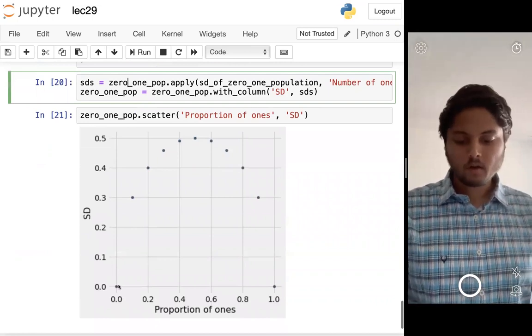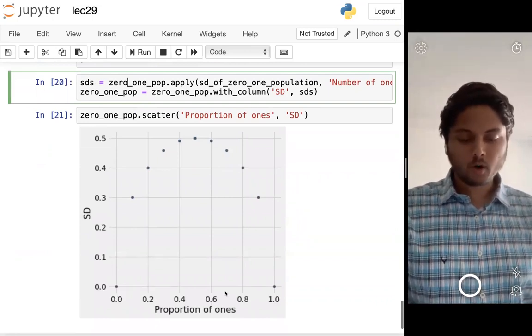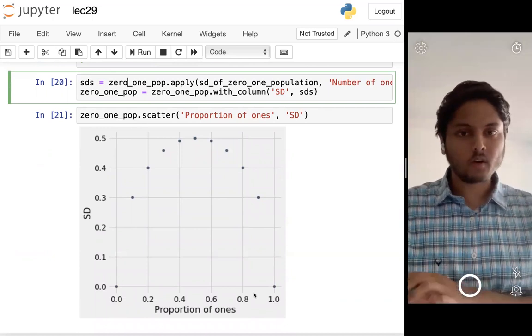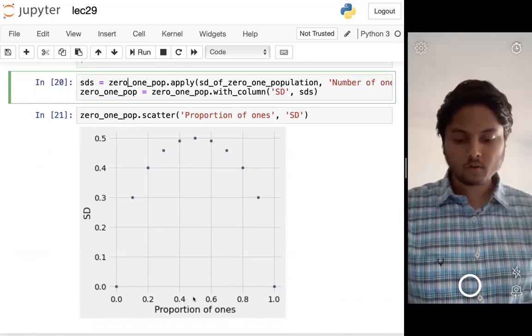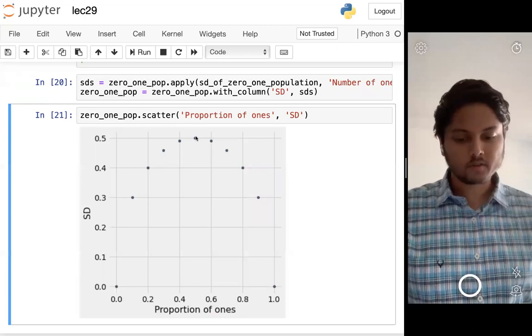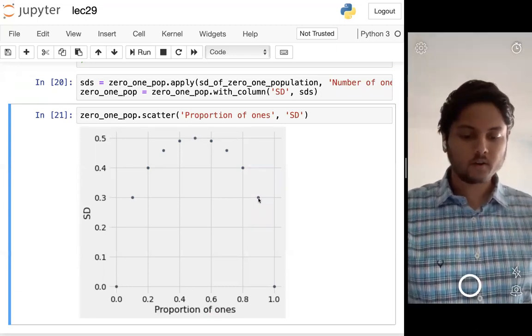Here we're just plotting what proportion of ones you have in your population. All of these have a population of just 10, and then what the standard deviation is. So if half of your data is equal to 1 and half is equal to 0 in your population, then you get an SD of 0.5. That's what we saw earlier. And then if you go all the way up to 9, then you get an SD of 0.3.